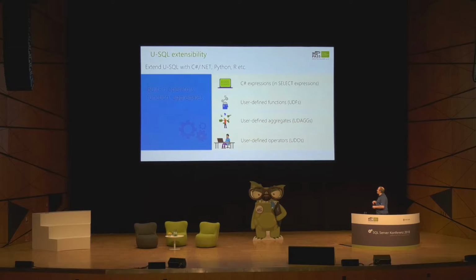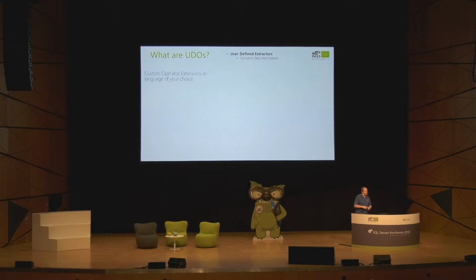We do have the ability to obviously have inline C# expressions in select expressions. We do have user-defined functions, UDFs, currently written primarily in .NET. We also give you .NET user-defined aggregators, and we give you user-defined operators, which are the most powerful category of things that you can write in .NET, Python, or R. So let's take a look at what these user-defined operators are.